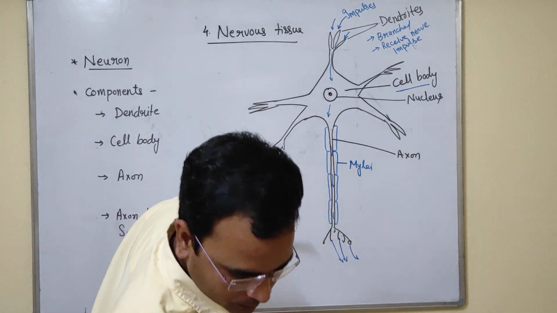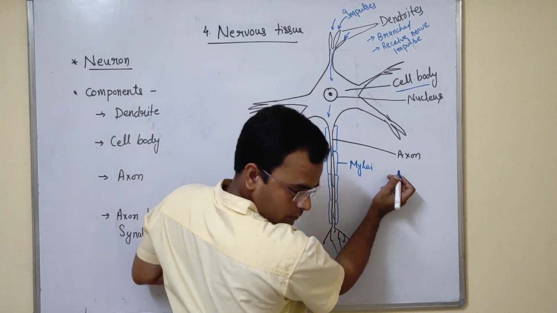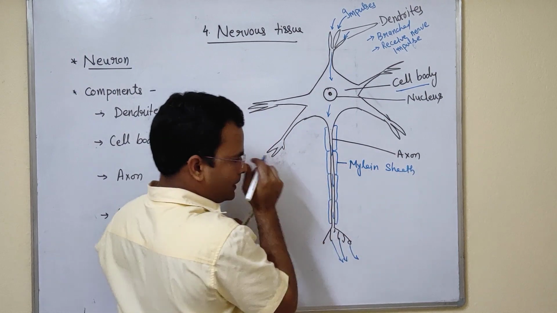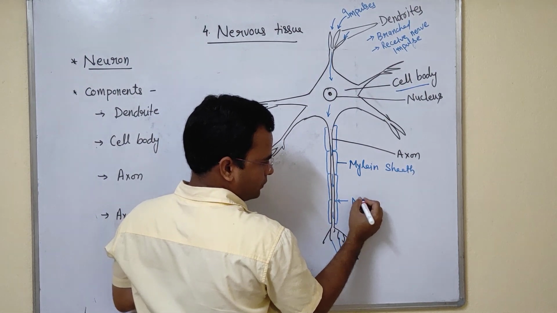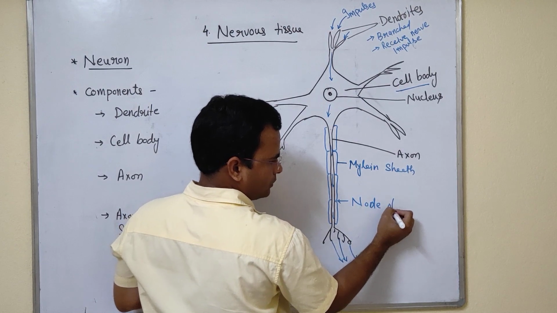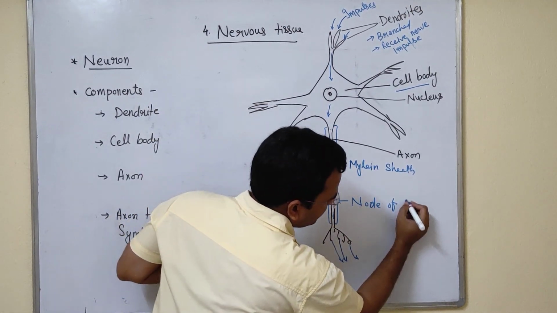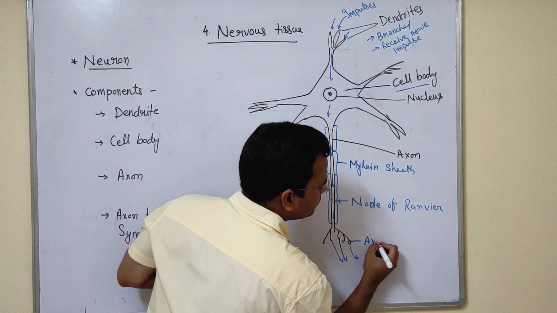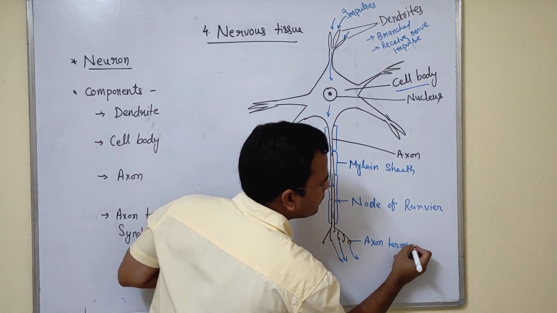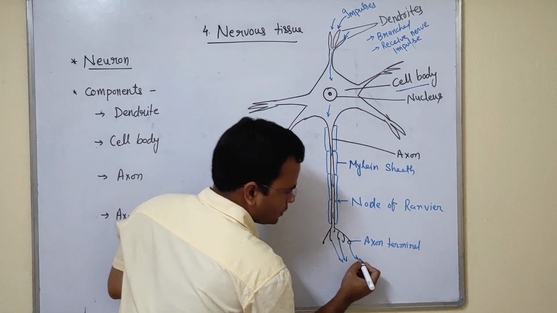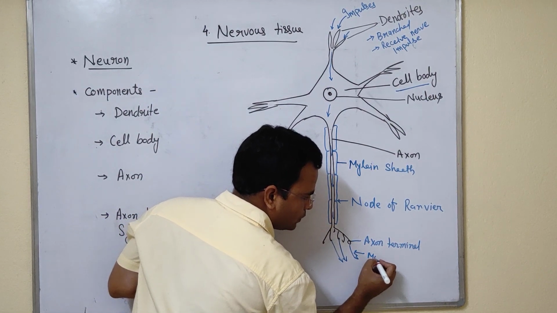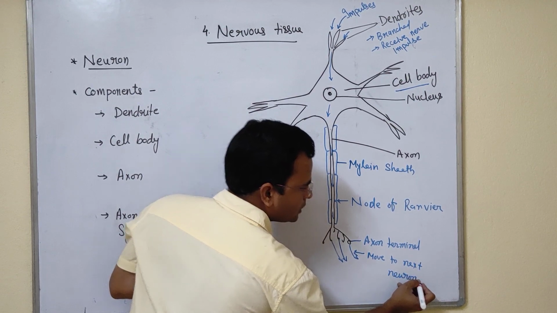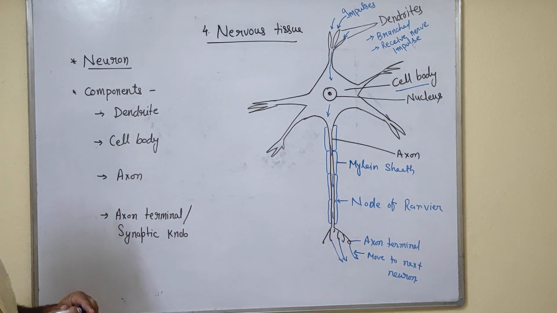Just need to check this is correct. And here you can see at the junction, this is node of Ranvier. And these are the axon terminals or the synaptic knobs. So these nerve impulses will move to the next neuron. So this is all about the structure of the neuron, the structural part of the neuron.